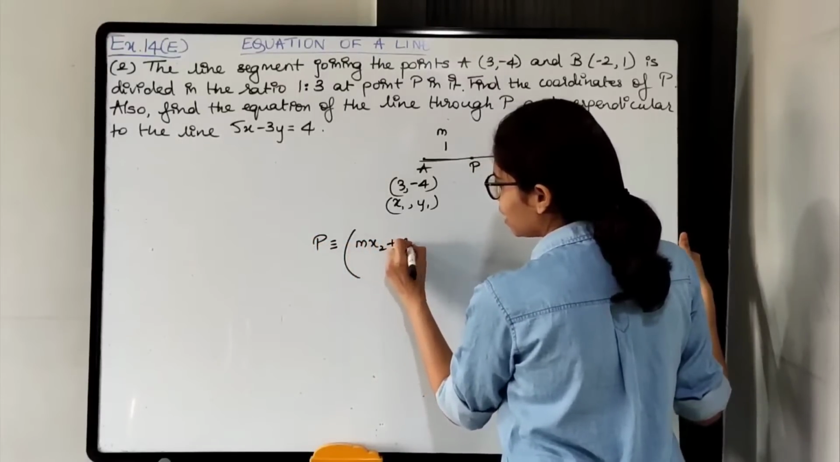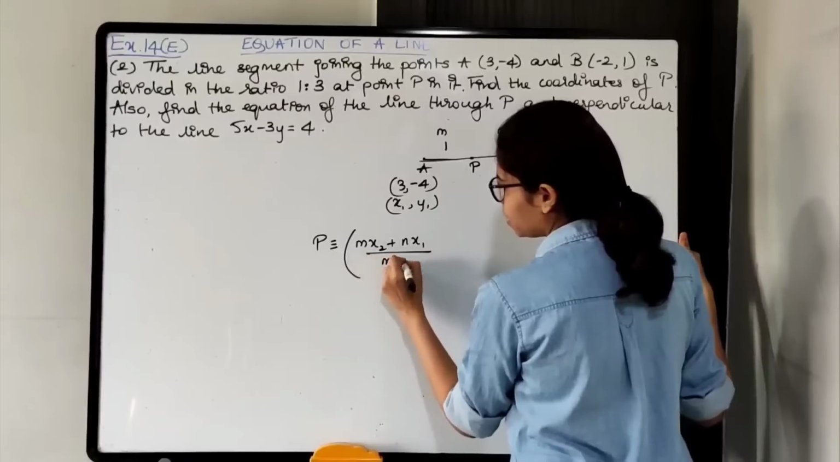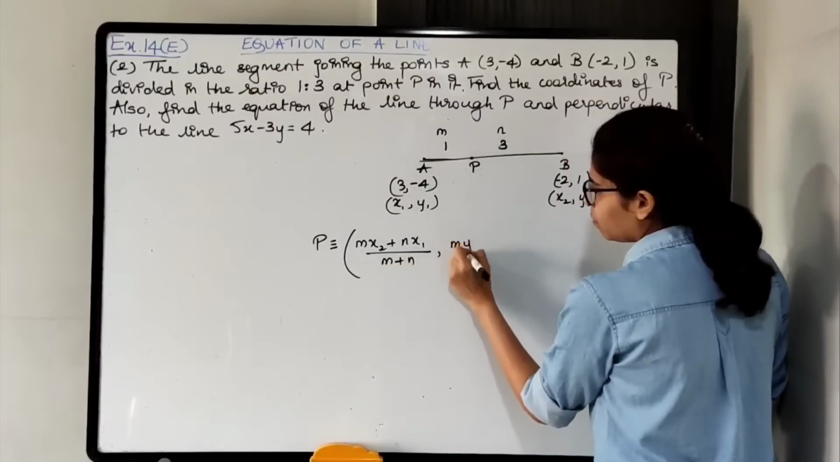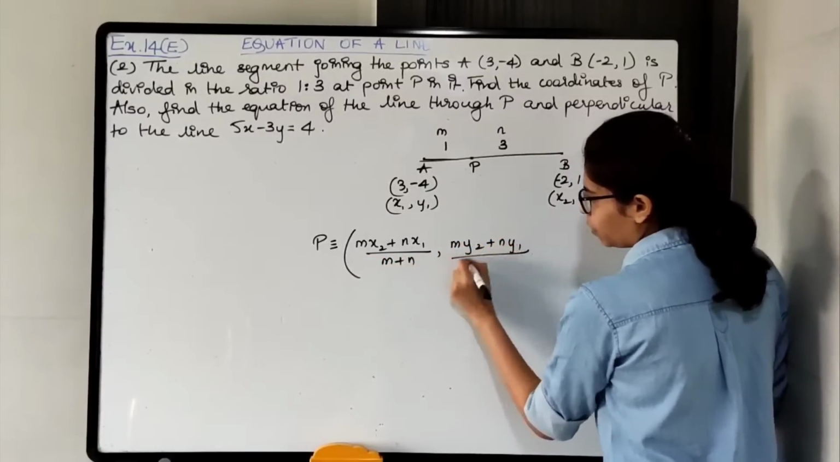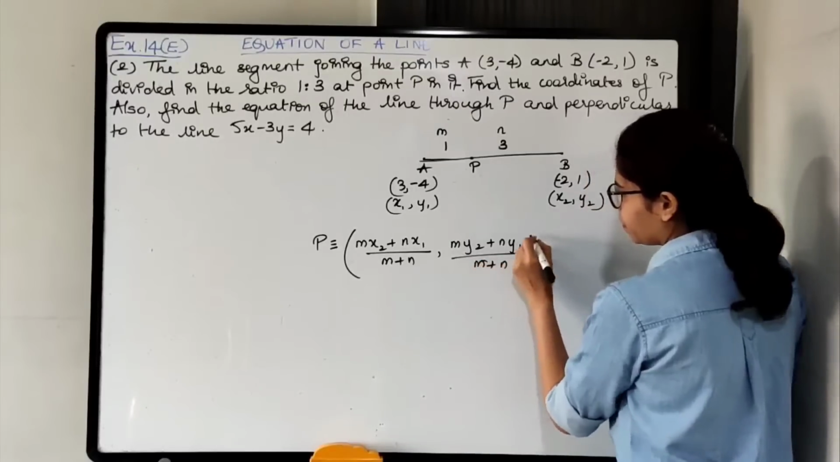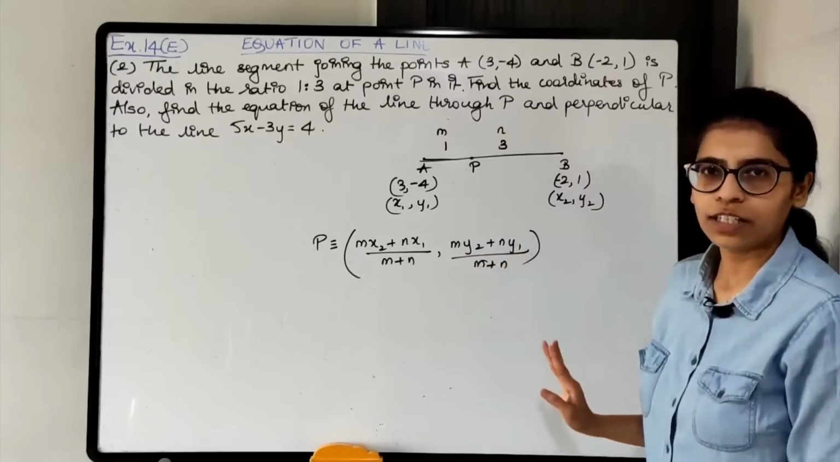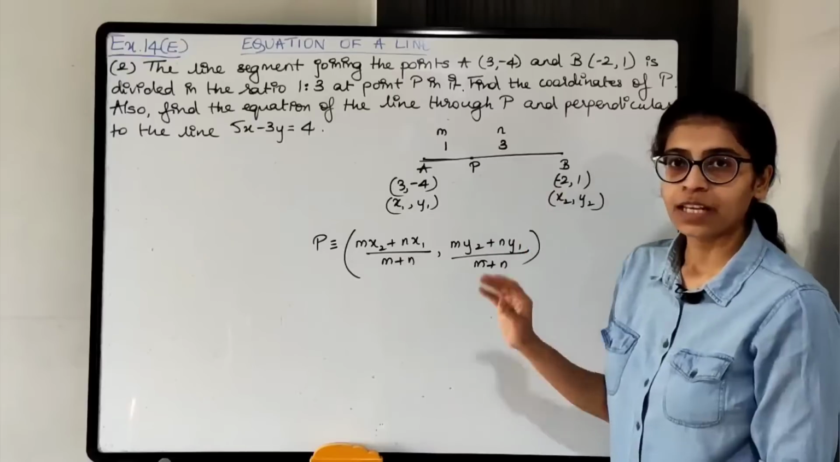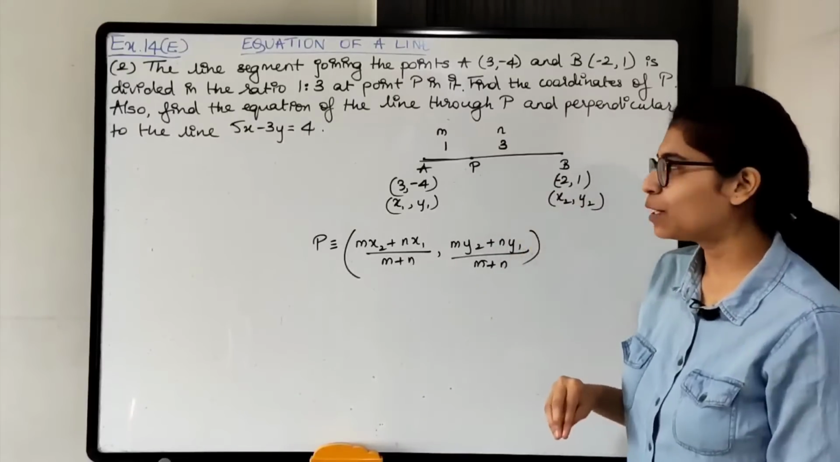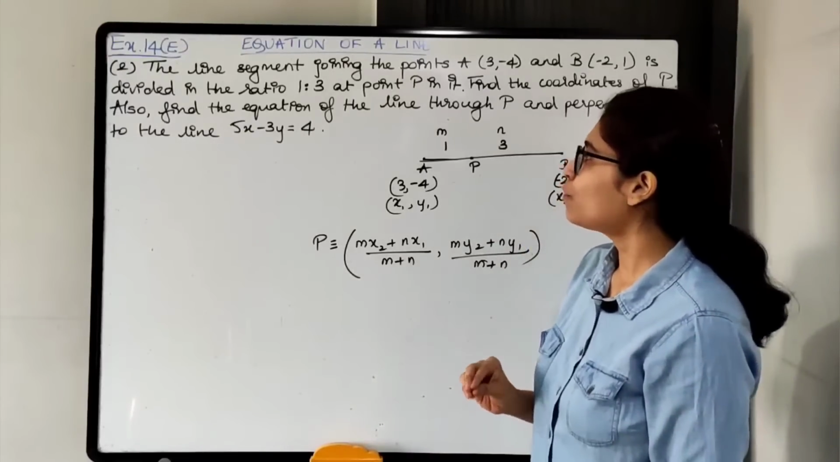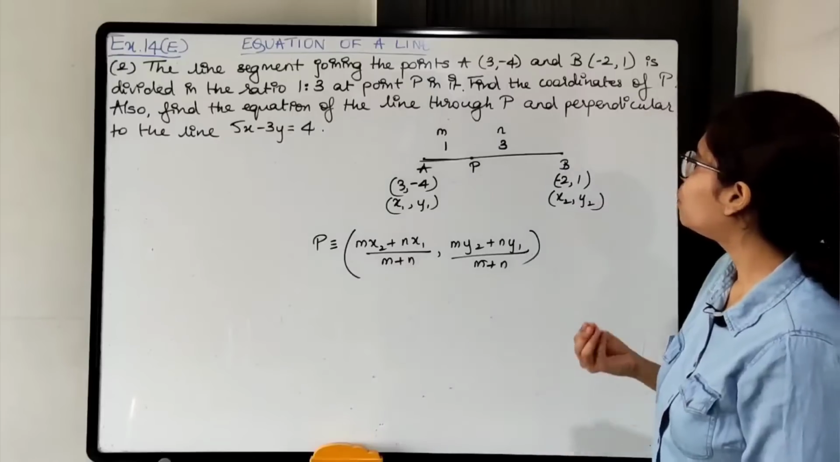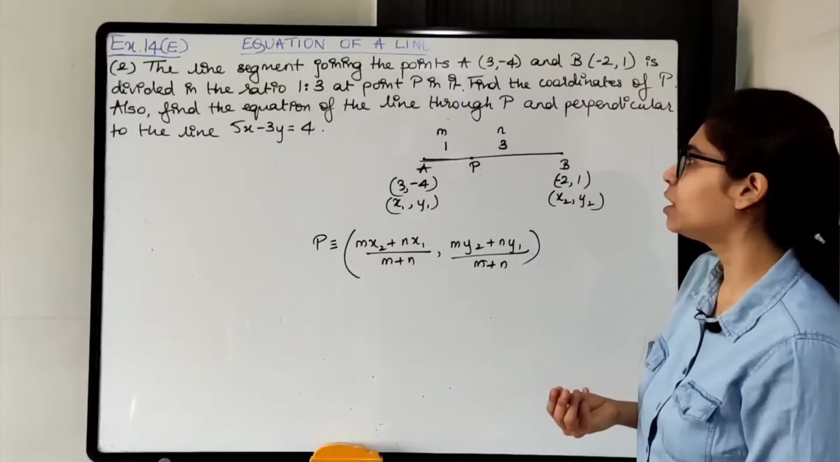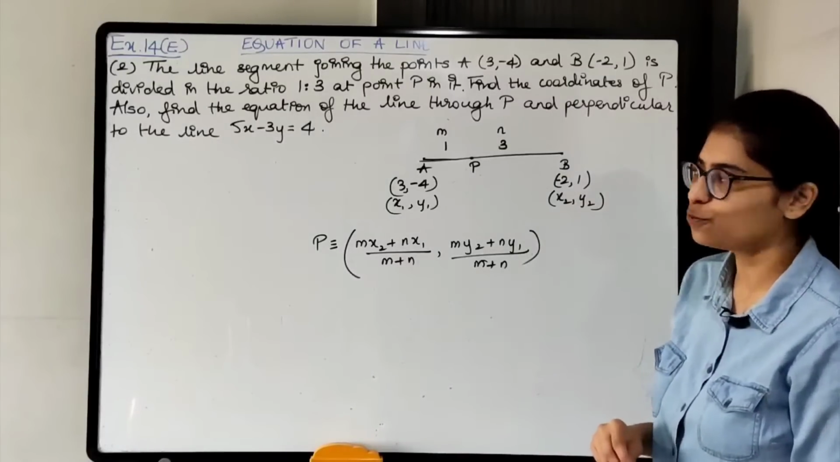mx2 plus nx1 upon m plus n, my2 plus ny1 upon m plus n. So we'll get the coordinates of P. Okay, now coming to the remaining part of the question. Also find the equation of the line through P and perpendicular to the line 5x minus 3y equals to 4.